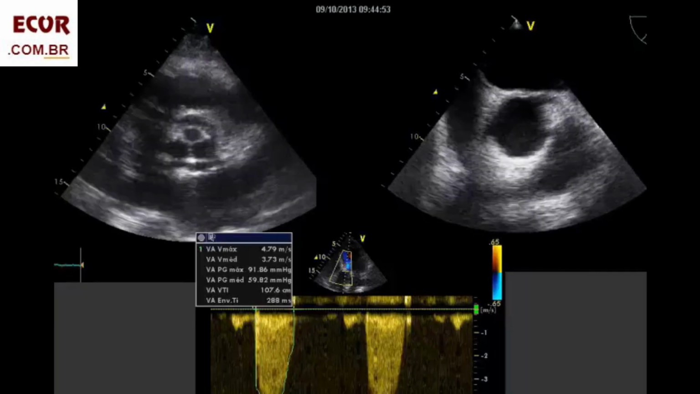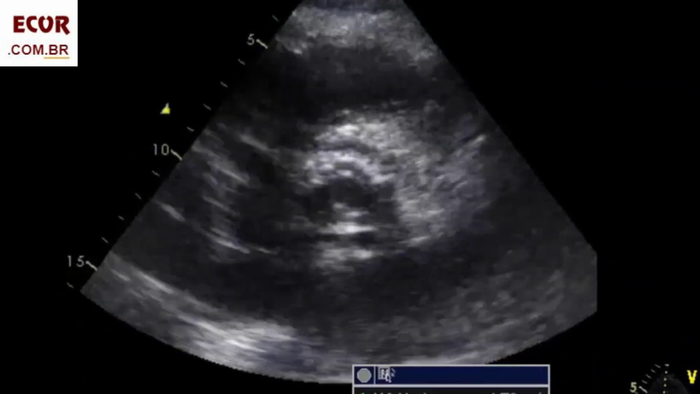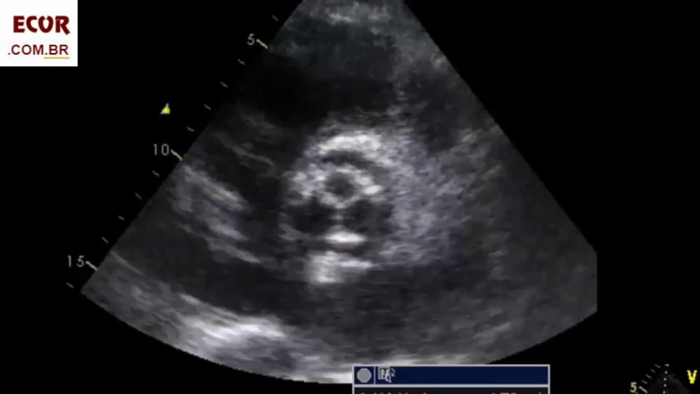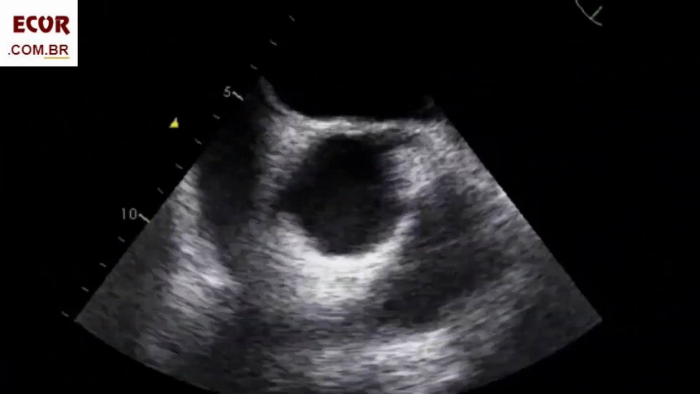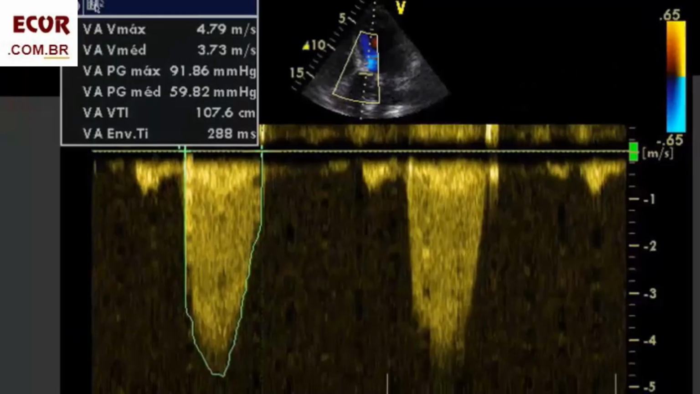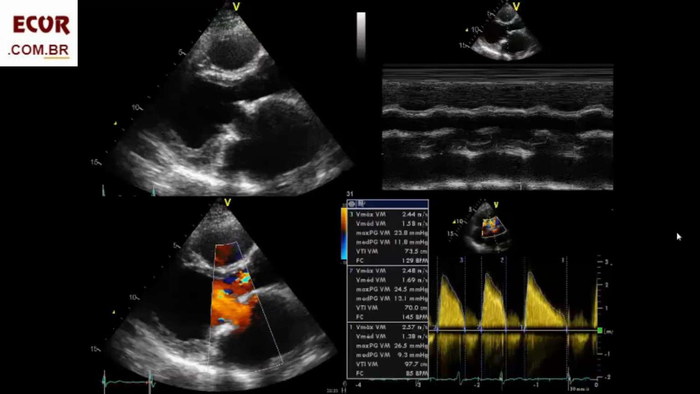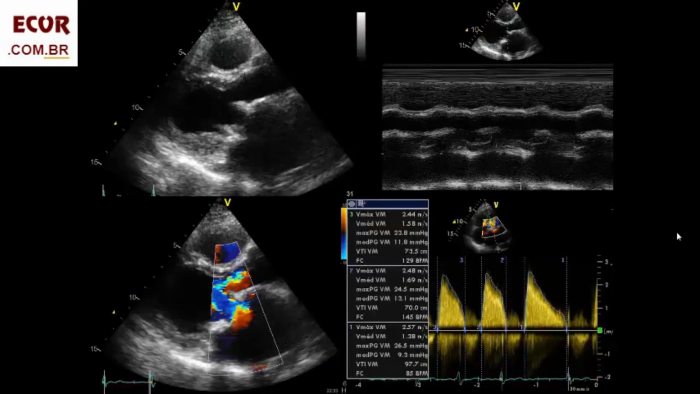One more case. Note the relation between the aorta and the small sewing ring, but mainly the valve opening in the transthoracic and transesophageal short X views. Mean gradient was 60 millimeters of mercury. Mismatch is very uncommon with mitral valve replacement.